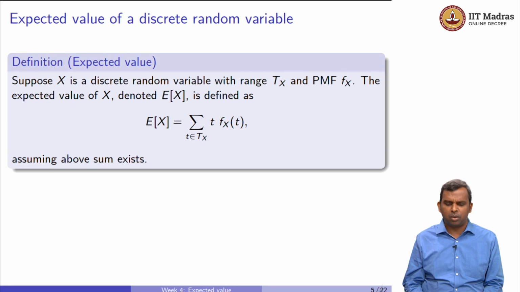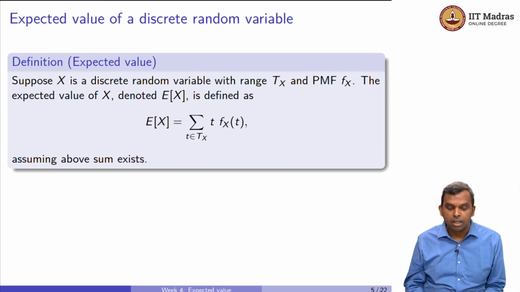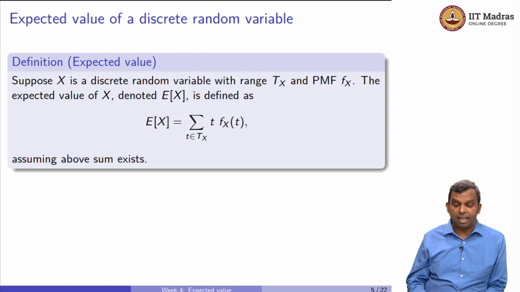It's also quite easy to understand the definition. Let's say you have a discrete random variable X, the range is T sub X, and the PMF is f sub X. We've been talking about how range and PMF are central in describing a random variable. That's what is given there.